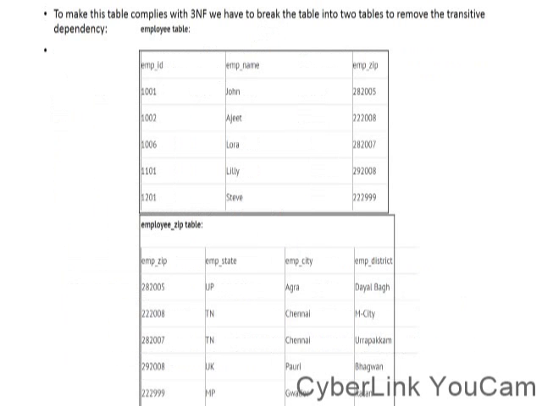To make this table comply with third normal form, we have to break the table into two tables to remove the transitive dependency. Now when we normalize that table into third normal form, we have 2 tables. One table contains employee ID, employee name, employee zip, and the other table contains employee zip, employee state, employee city, and employee district. So this table is now considered normalized in third normal form.